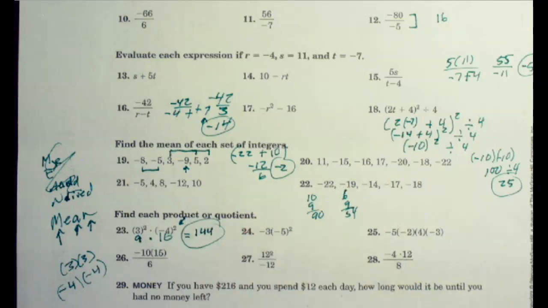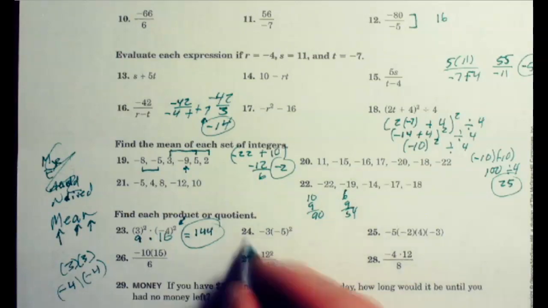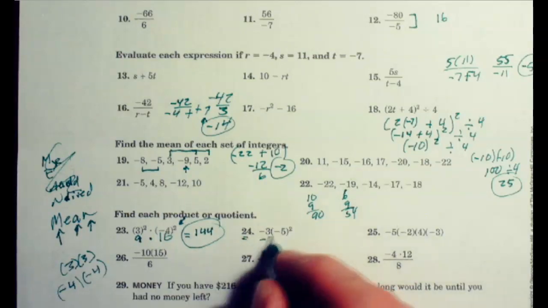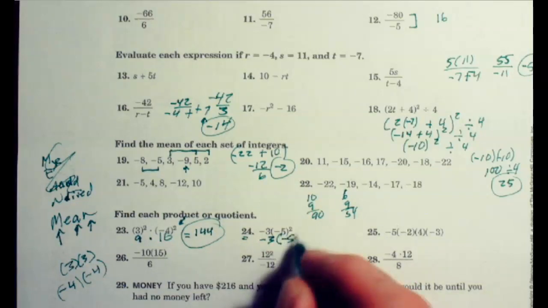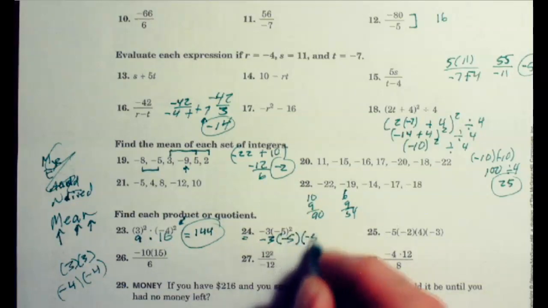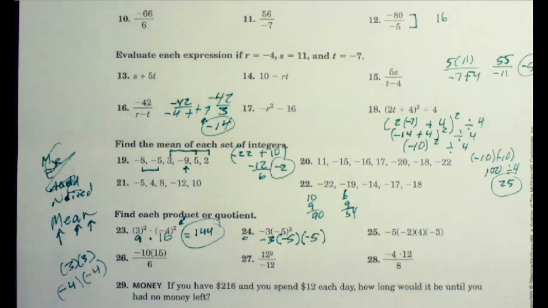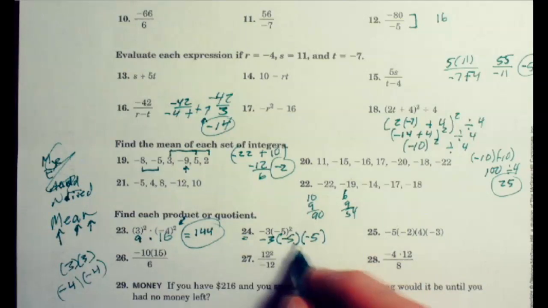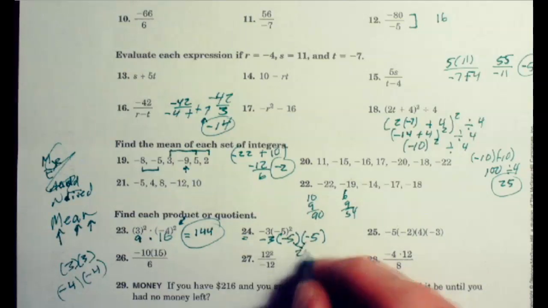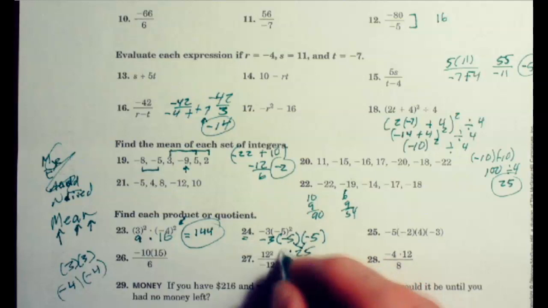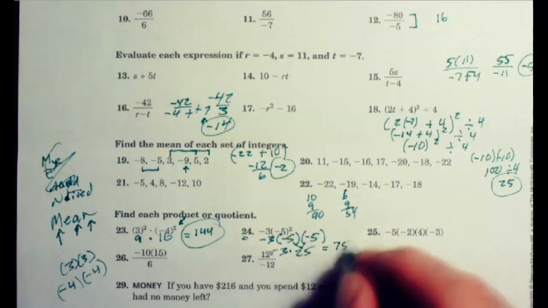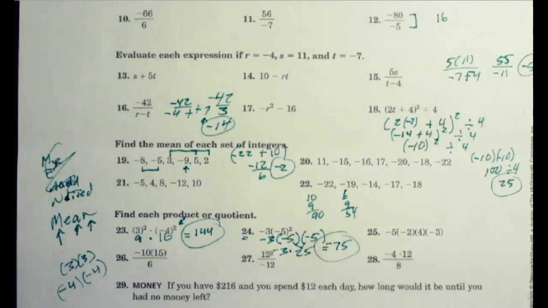Okay? This is an interesting problem here. Number 24. We have a negative 3, but then we have a negative 5, and that's squared. So you write it out like that. It depends on how you want to do this. I'm going to do these two first, because then I'm going to have a positive 25 times negative 3. It's going to give me 75, and it's going to be negative. I had 3 negative symbols there, so I knew I was going to be negative. So you've got negative 75 on that one.